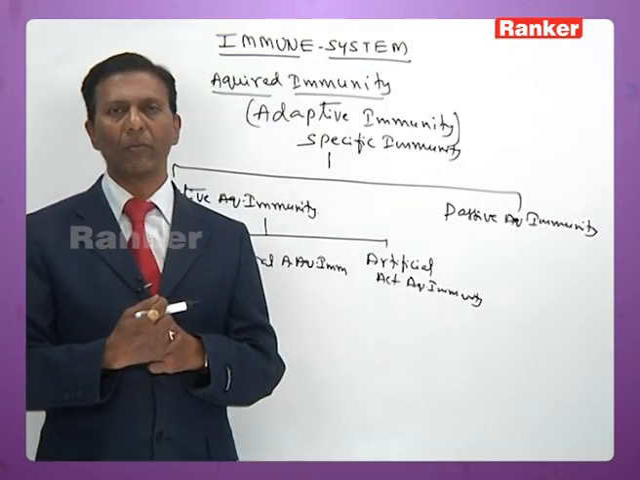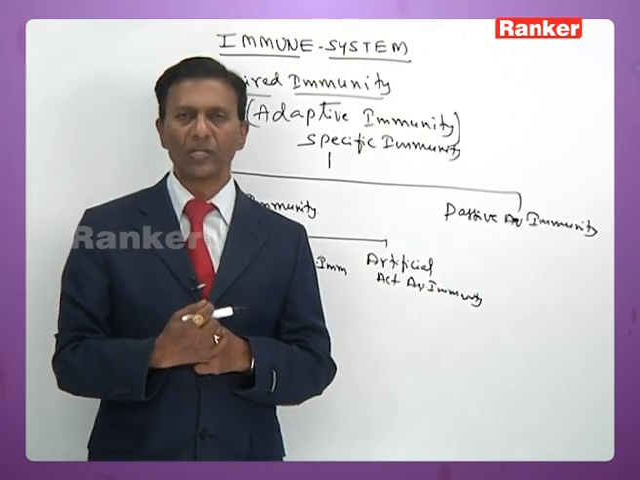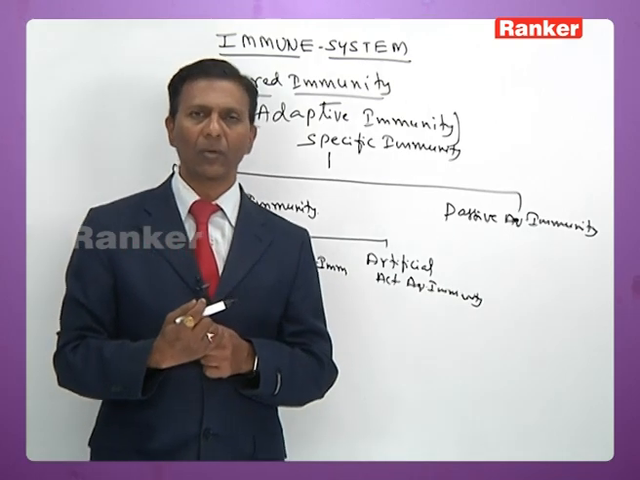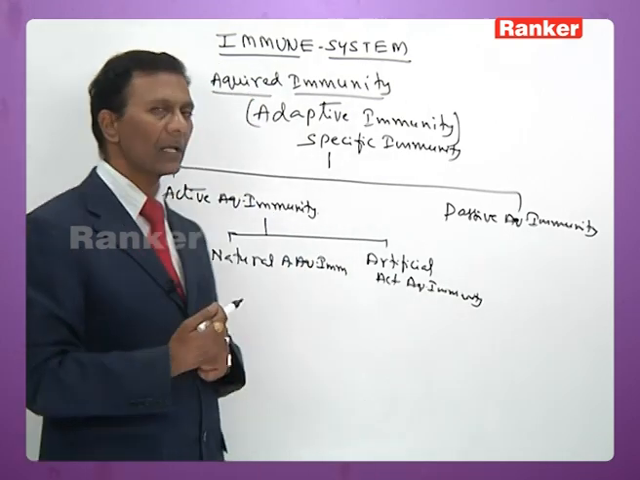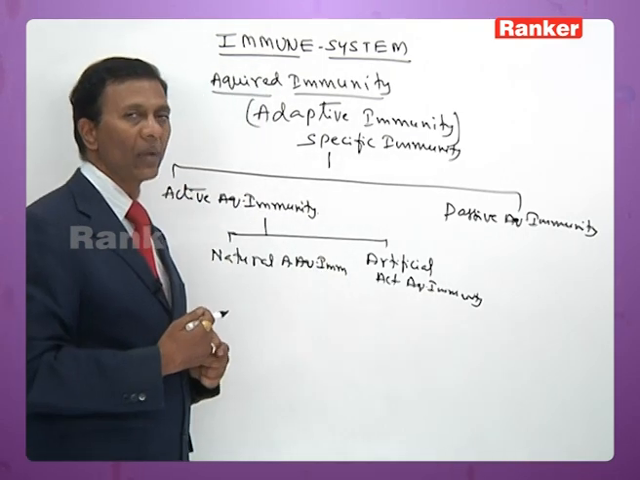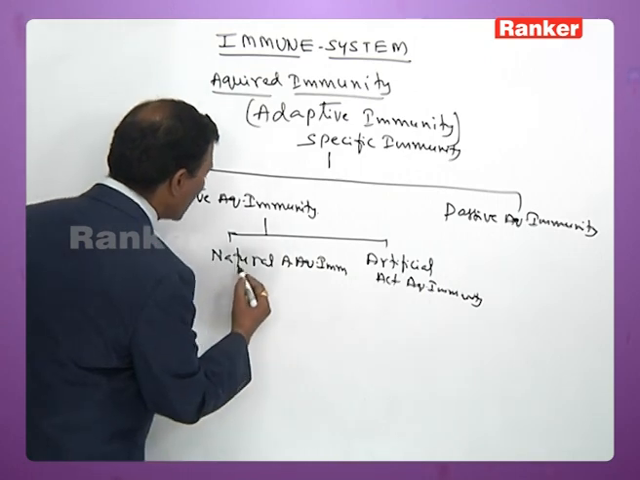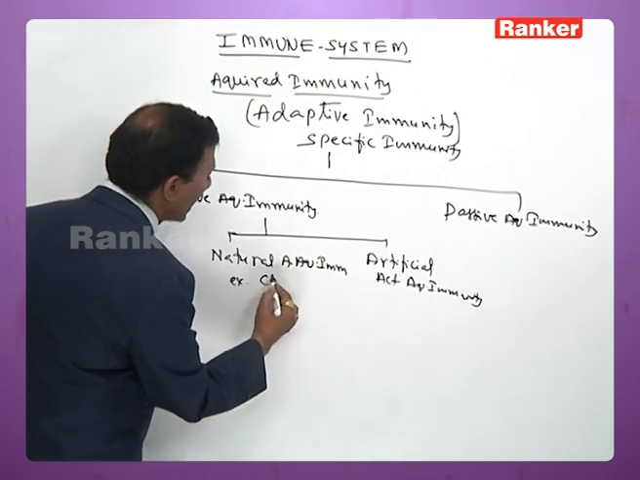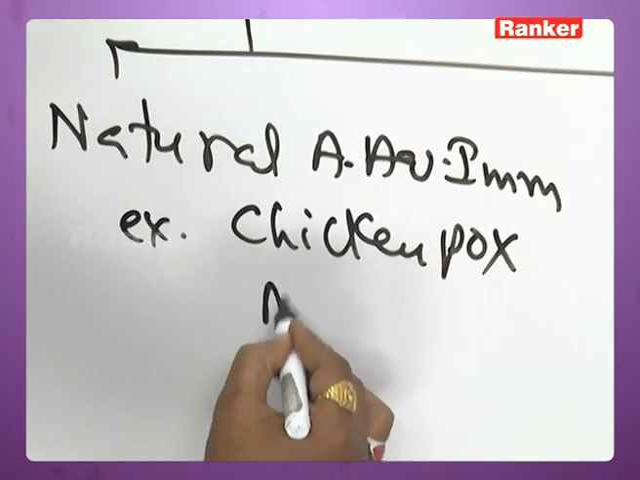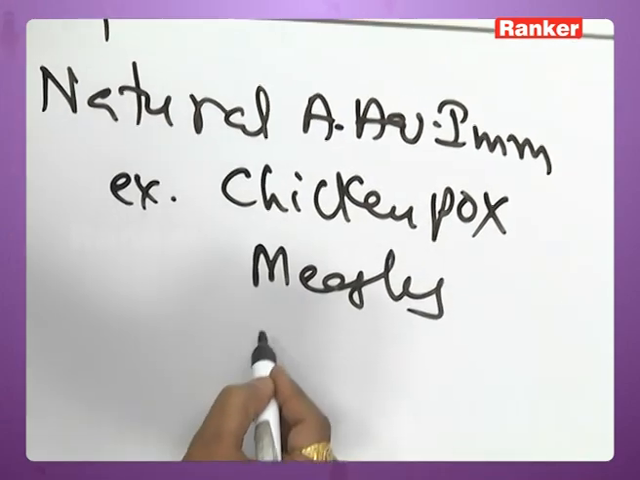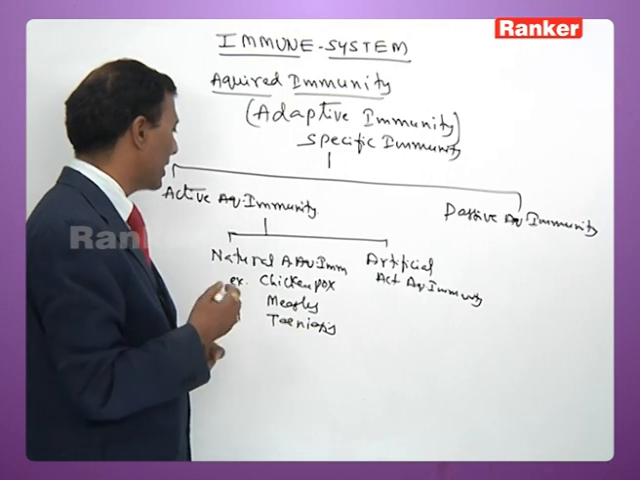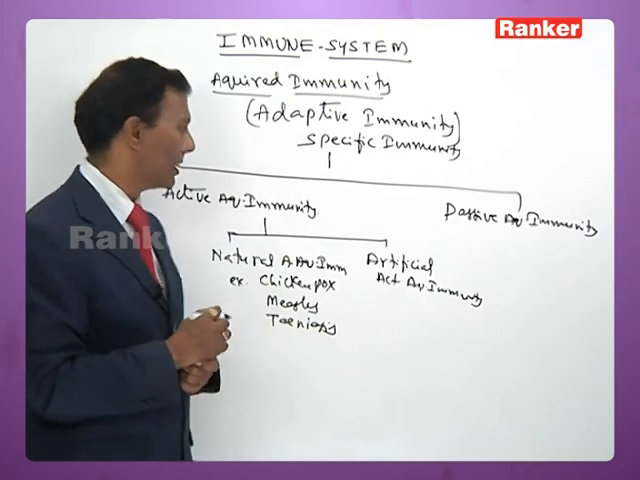Once a sufficient number of antibodies is synthesized, the child turns out to be resistant to that particular infection, so that the child does not get the infection in course of time. So the immunity that crops up due to prior contact with the pathogen is called natural active acquired immunity. Under this you have examples like immunity against chicken pox, immunity against measles, immunity against teniasis. All these come under natural active acquired immunity.